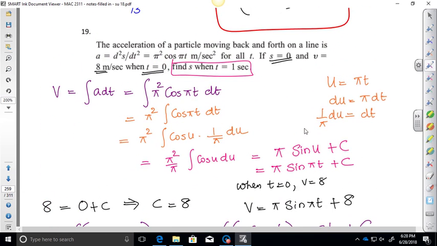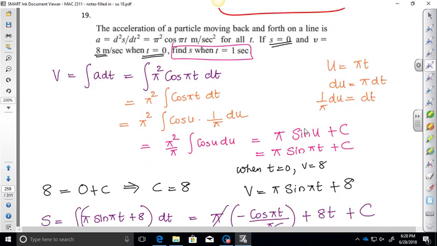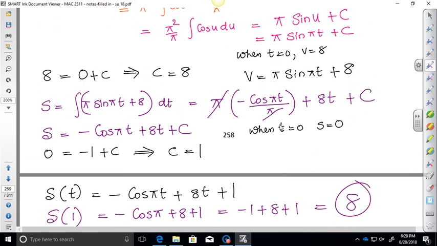Okay. So we're given the acceleration. You do two integrations to get to the position. And when you do two integrations, you get two constants. And to find those two constants, you are given initial conditions. Those initial conditions are: when t equals 0, velocity is 8, and when t equals 0, position is 0.